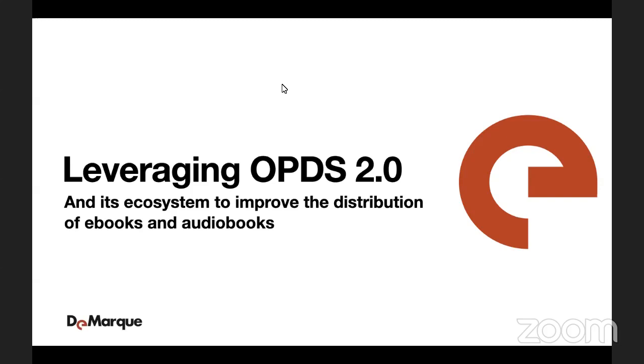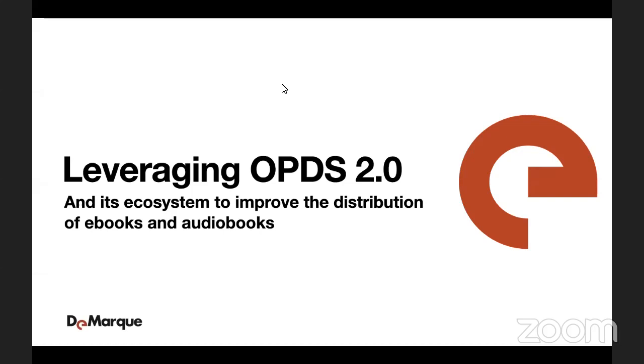So I'm glad to present this topic today. I'm sure that a lot of you are wondering what OPDS actually stands for. It's a long series of letters. It actually stands for Open Publishing Distribution System. And the goal of OPDS is to really facilitate the distribution of ebooks and audiobooks.